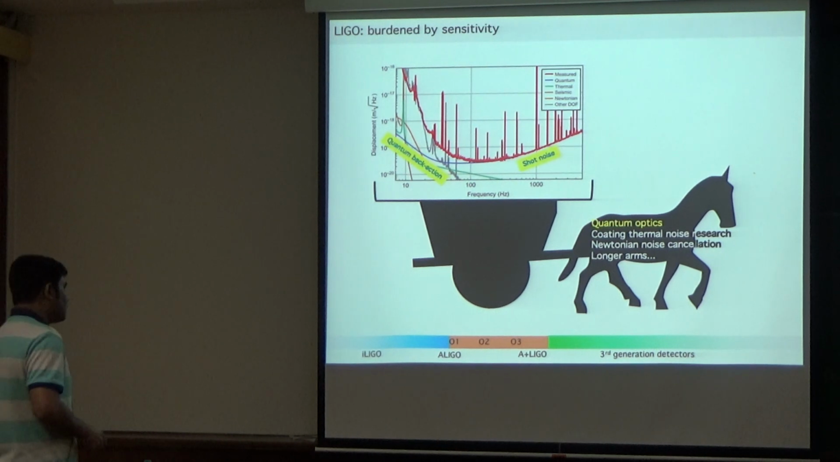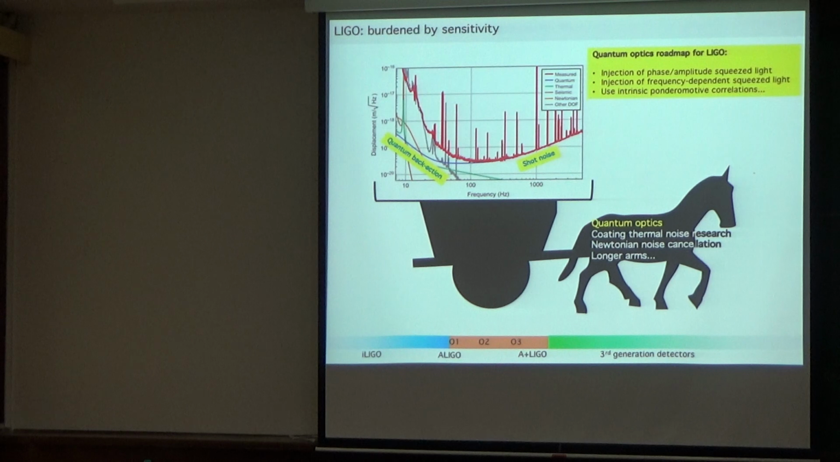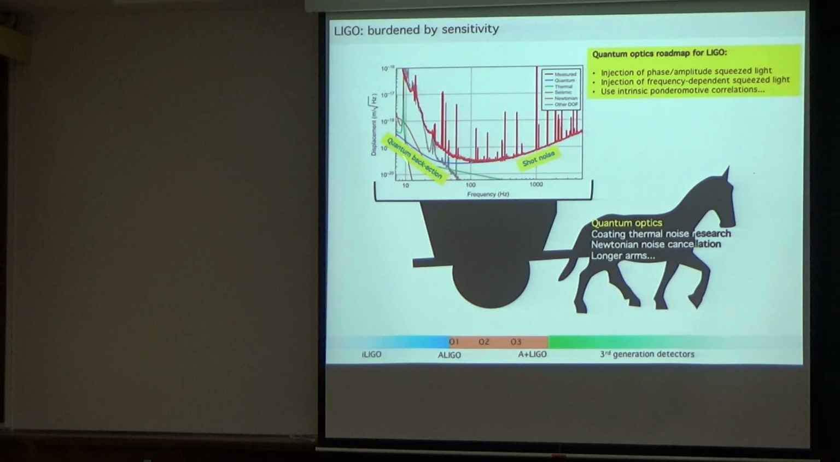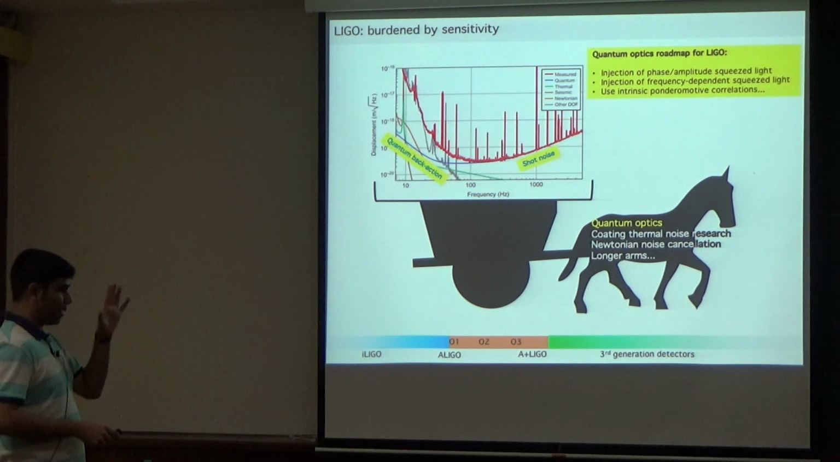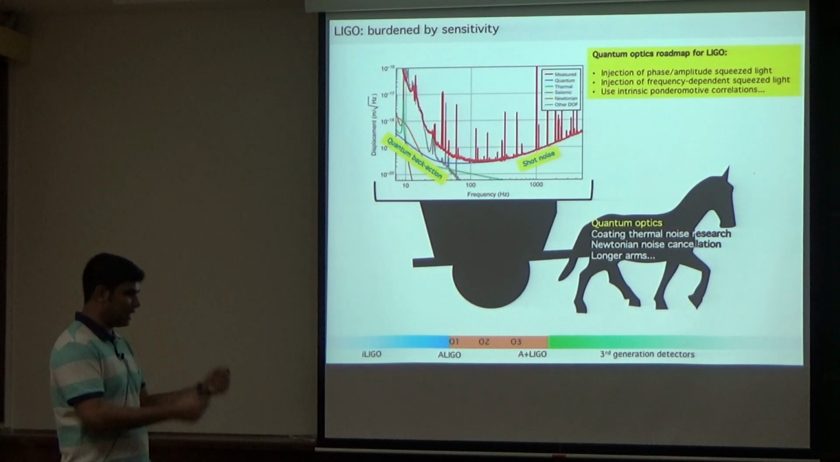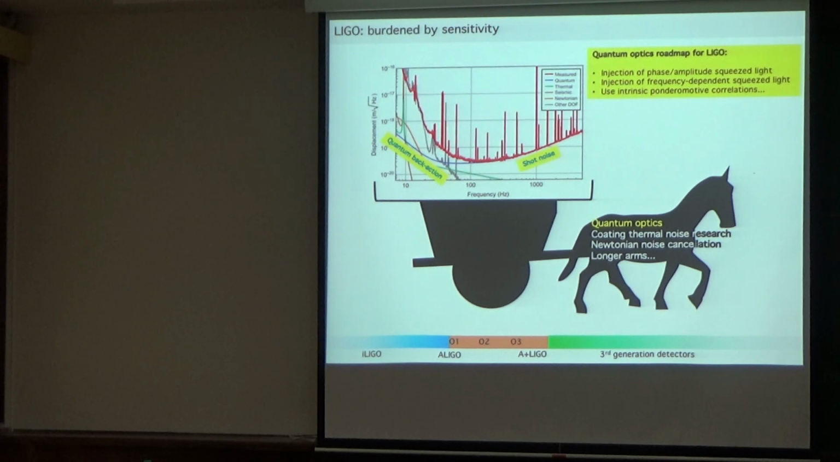So in quantum optics research in LIGO, 3 things have been considered so far, and the idea is that I'd be involved in all 3. One is injection of phase and amplitude squeezed light to cancel quantum back action and shot noise. The other is to inject squeezed light whose frequency dependence changes from amplitude squeezed to phase squeezed as you go across the band, which has been demonstrated on a laboratory scale now, but is being integrated into LIGO next year. But also maybe the possibility of using the inherent ponderomotive correlations that exist when you make such a measurement, just by changing the readout angle.